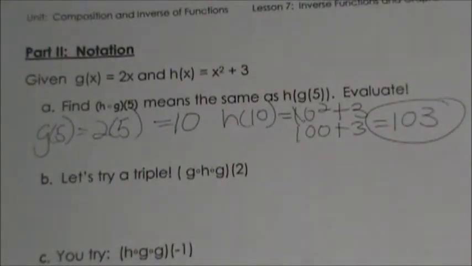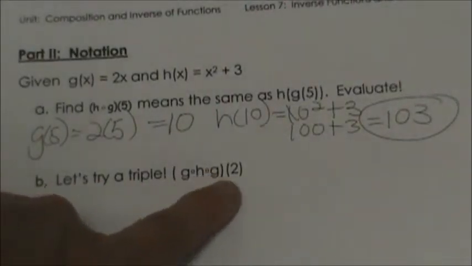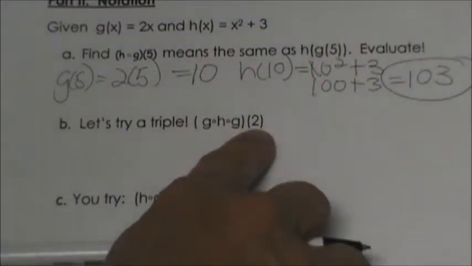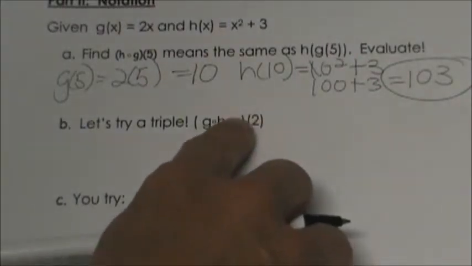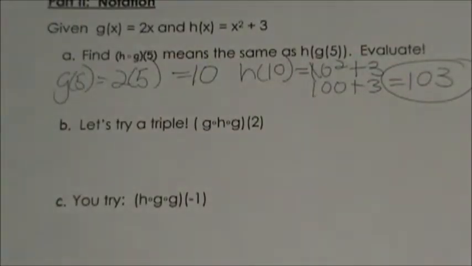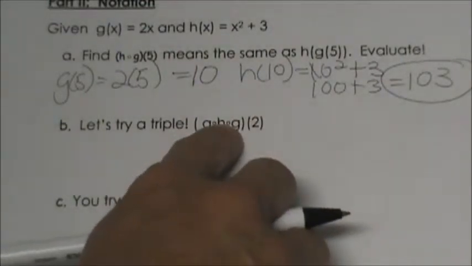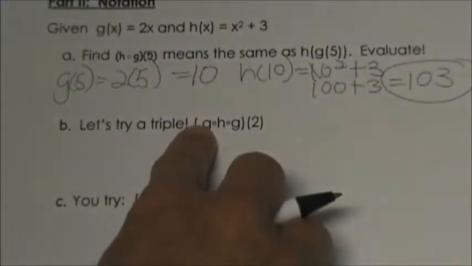Okay, so now let's try something totally new. Let's try a triple, okay? g of h of g of 2. What do you think we do with a triple? Well, we're going to work backwards. We're going to take 2 and plug it into the g function. And then we're going to take that answer and plug it into the h function. Then we're going to take that answer and plug it back into the g function for a second time.